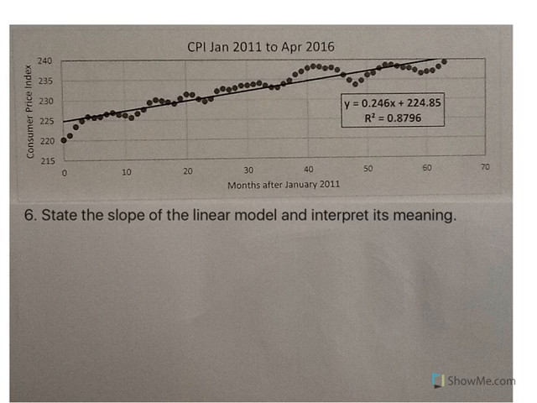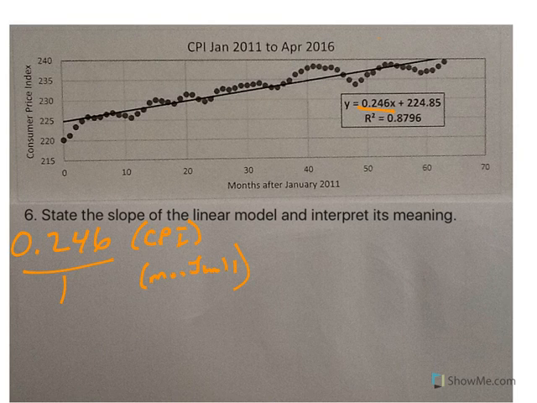So number 6, state the slope of the linear model and interpret the meaning. Well, remember, the slope is in front of the x value. Now, I'm going to put that over 1 so that I can make sure we do this. Remember, y's are on the top. The y's represent the CPI, and the x's represent the months after January of 11.